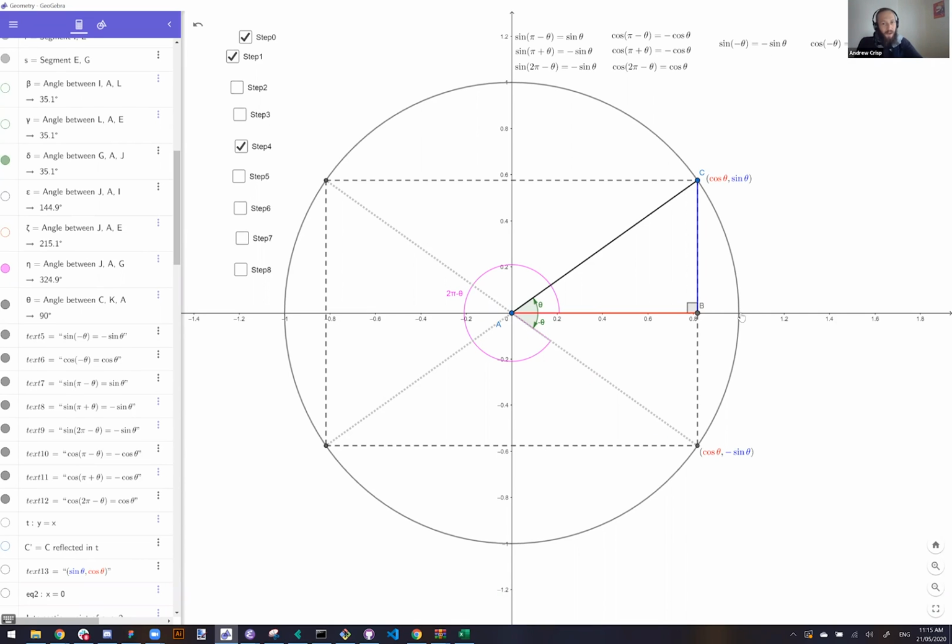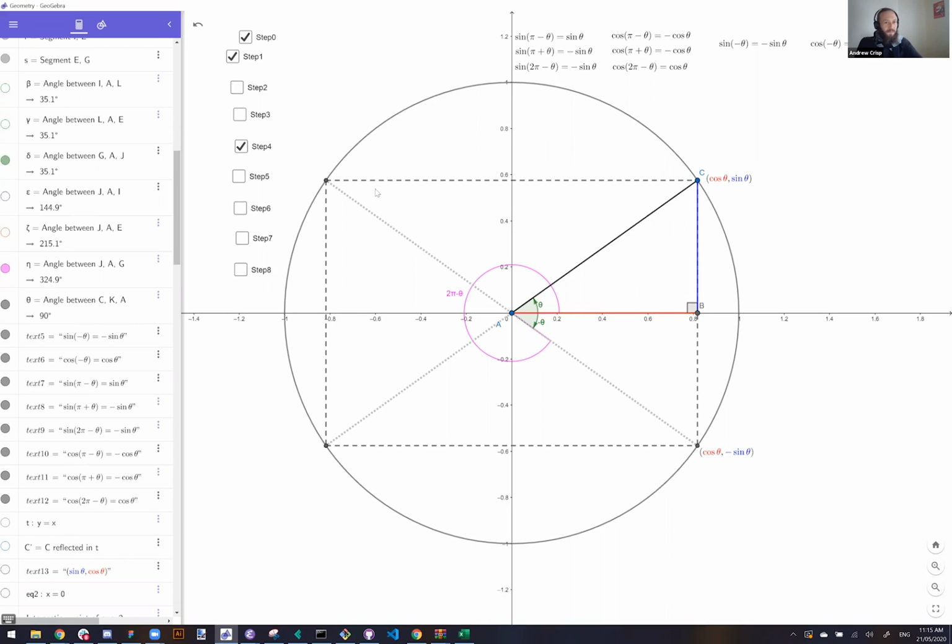Sine of minus theta, the height that I am when I go minus theta radians around the unit circle, is the negative of the height of going positive theta radians around the unit circle. What about my horizontal distance? Well, going minus theta or going plus theta doesn't make a difference. I'm the same horizontal distance from the origin, whether I go plus theta or minus theta.